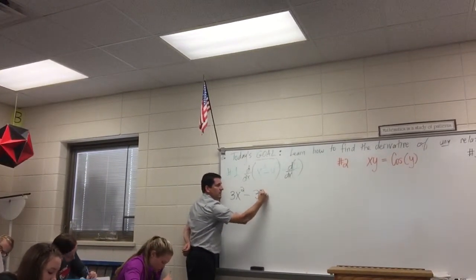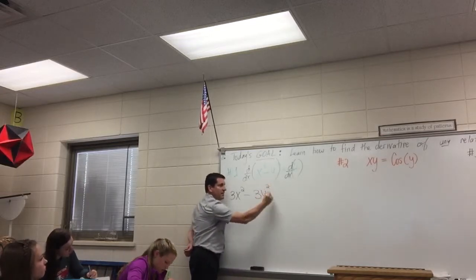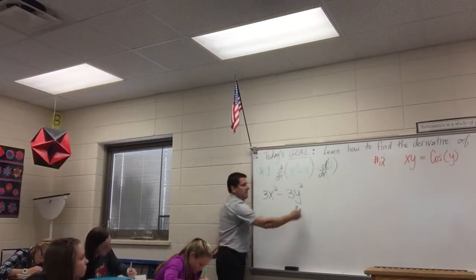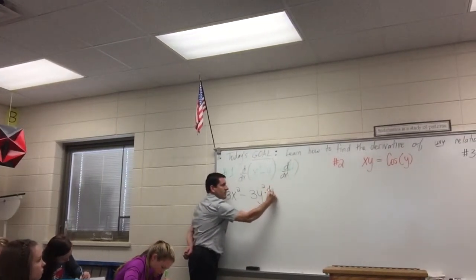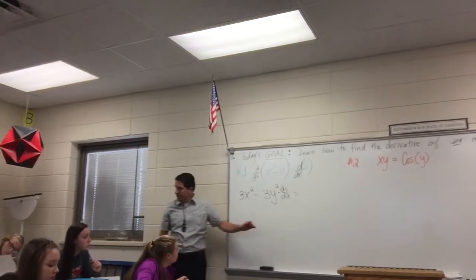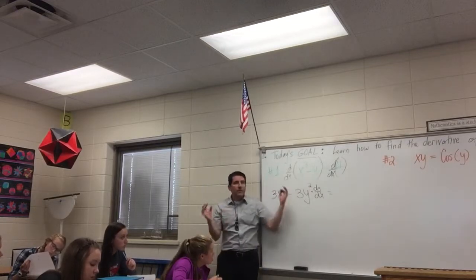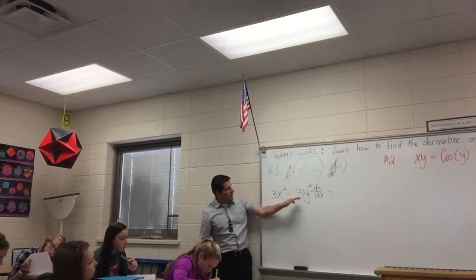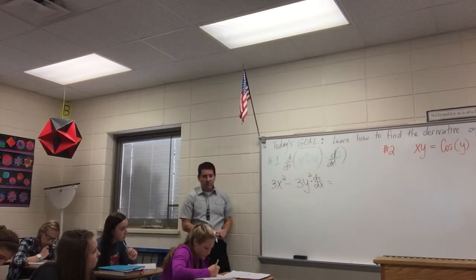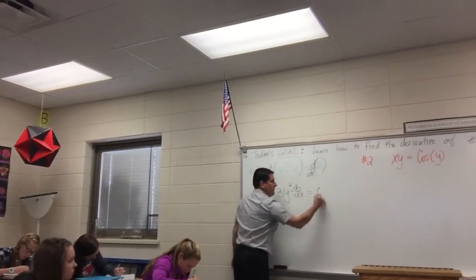3y squared times dy/dx. This had to do with the chain rule, where we say that the y is the inner function, so we're thinking of it as 3 times y to the second and then times the derivative of the y, which is dy/dx. And the derivative of 4 is 0.